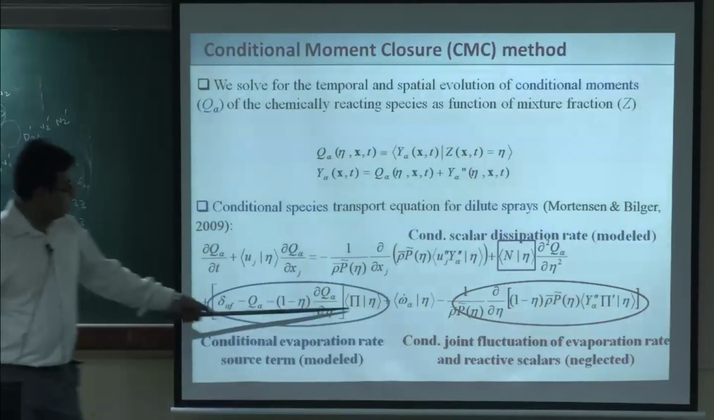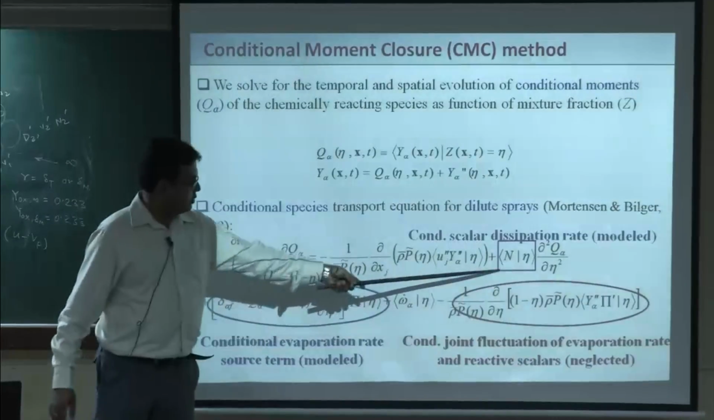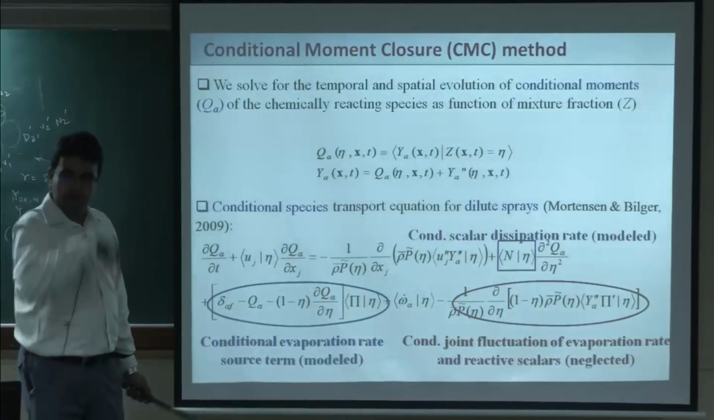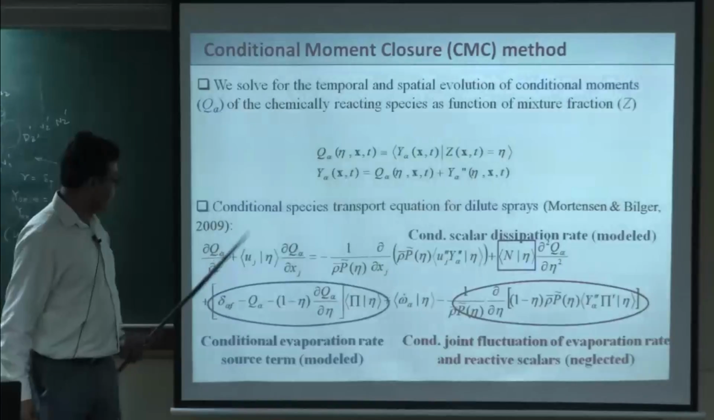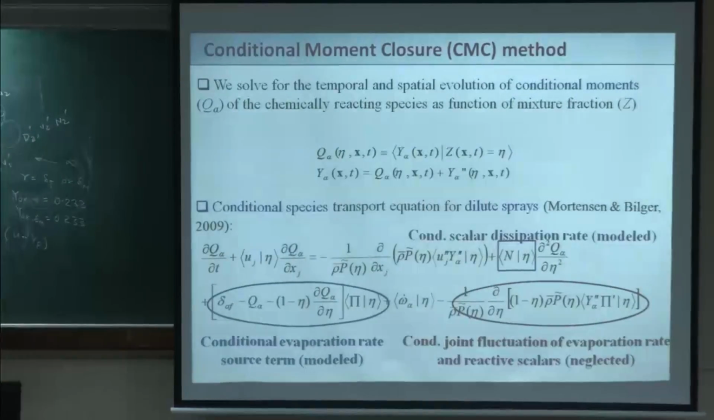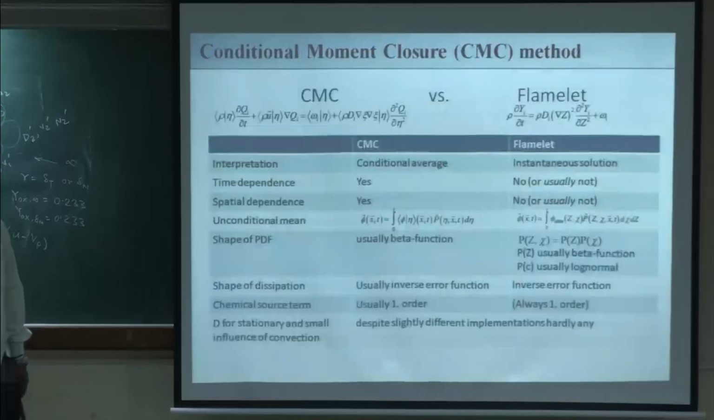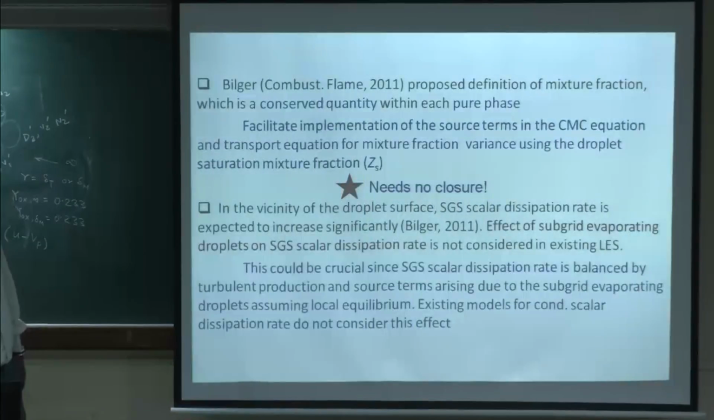So I need a model for this, and I need a model for the conditional scalar dissipation rate, and if they are available, then I can solve this and calculate T of eta, and then I can recover the mean temperature. So that is the idea of the CMC method. Some differences between the CMC and flamelet, I am not going through that.